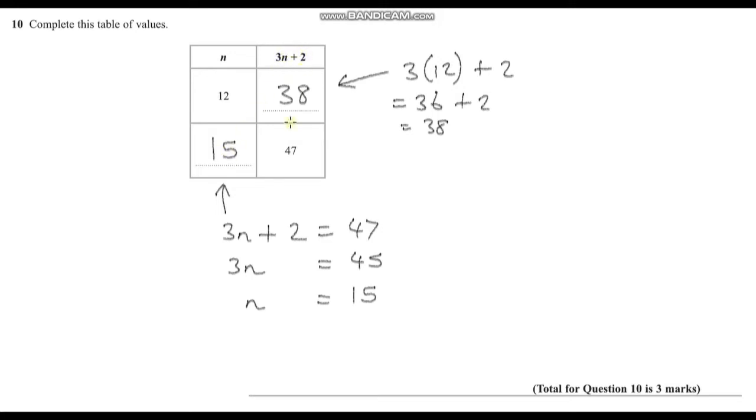And then 45 plus 2 does give us 47. Question 11. The same number is missing from each box. The same number. So these numbers are exactly the same. Find the missing number. Now we do have a calculator.